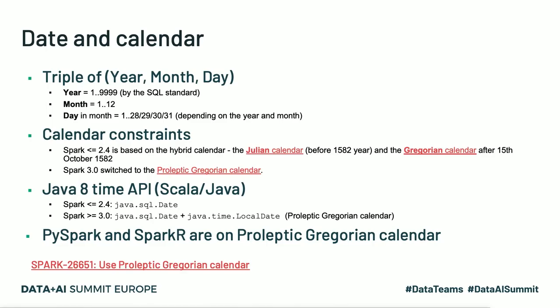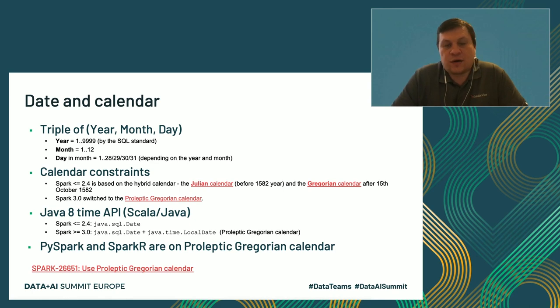For example, if we look at the constraints for the year, according to the SQL standard, the year should be in the range from 1 to 10,000 exclusive. Spark follows this SQL standard and allows users to specify years in this range. Also, it's obvious months should be in the range from 1 to 12. As for days, it depends on the month, right? It could be from 1 to 28 or 29, 30, or 31. So it depends on the year and month. These are the obvious constraints, but the not obvious constraints come from the calendar used inside the system.